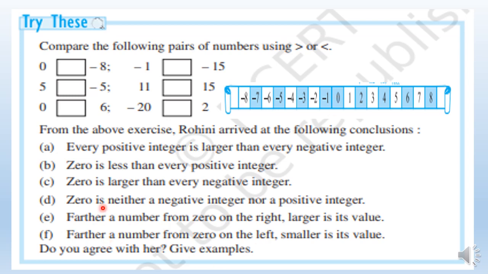Now further, the farther a number is from 0 on the right, the larger is its value. Means whichever number is to the right has the larger value. And the farther a number is from 0 on the left, the smaller is its value.